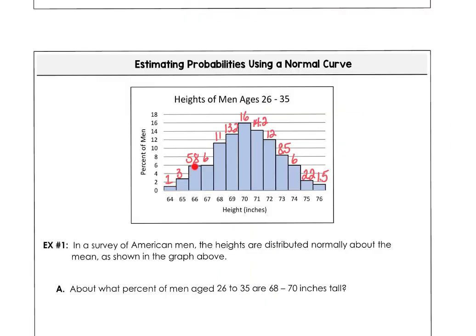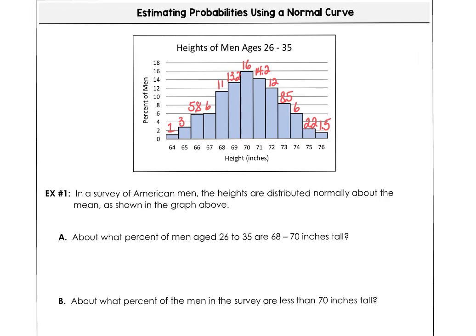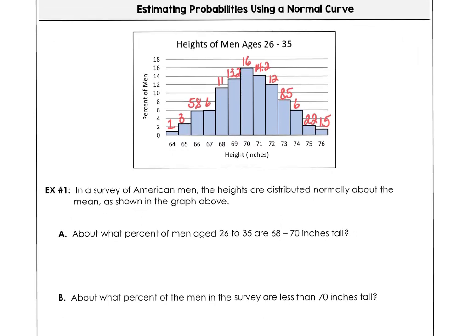In this first example, you can see I've already taken my histogram here, and I've estimated the number for each bar in our graph to represent the heights of men ages 26 to 35. So we're going to use that table. You can use my data values or you can estimate your own. In the survey of American men, the heights are distributed normally about the mean, and that's shown in our graph. We want to know what percent of men aged 26 to 35 are 68 to 70 inches tall. So we're going to look from here to here.